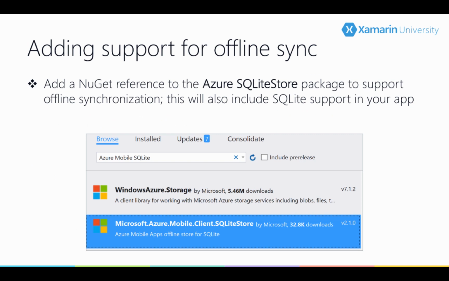To add support for offline synchronization, you'll need to add another NuGet package. This time, it's the Microsoft.Azure.Mobile.Client.SQLite storage package. This package sits on top and includes the Mobile Services Client SDK to connect to our backend and adds full online-offline synchronization. So just like with the core package, you should add this to all head projects and to any project that will utilize any types in the Client SDK. And this package adds all the required assemblies to keep a full copy of a table locally on the device.